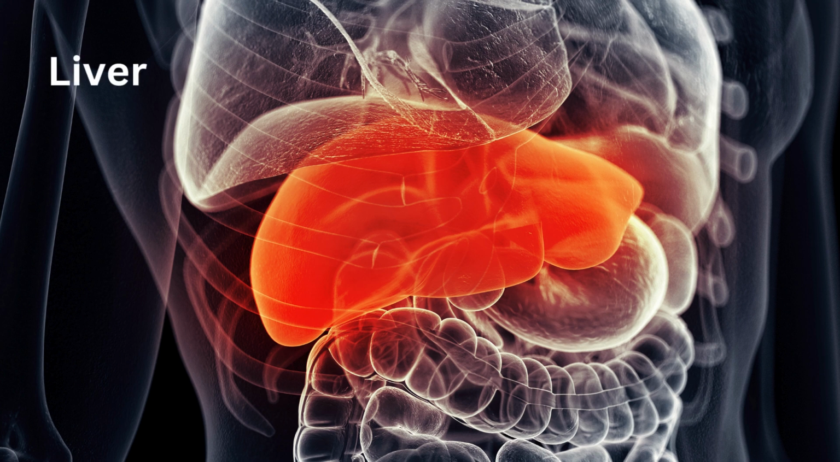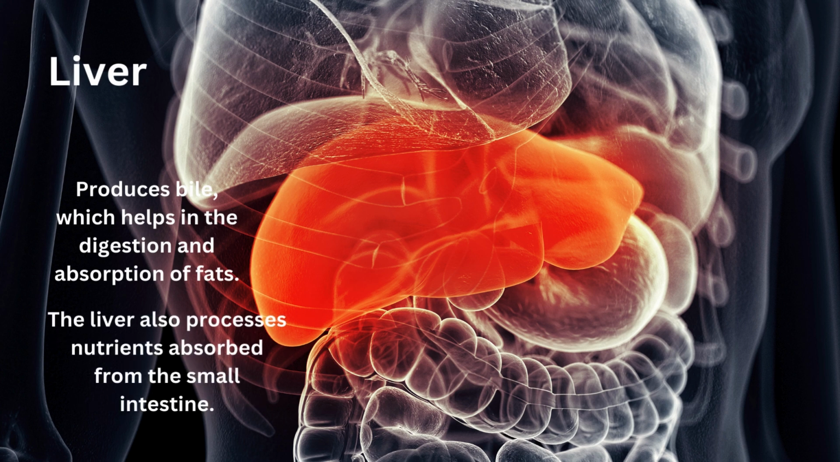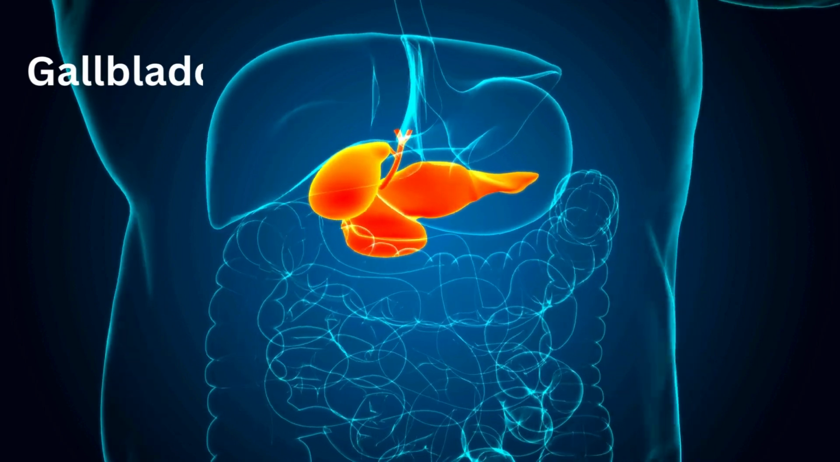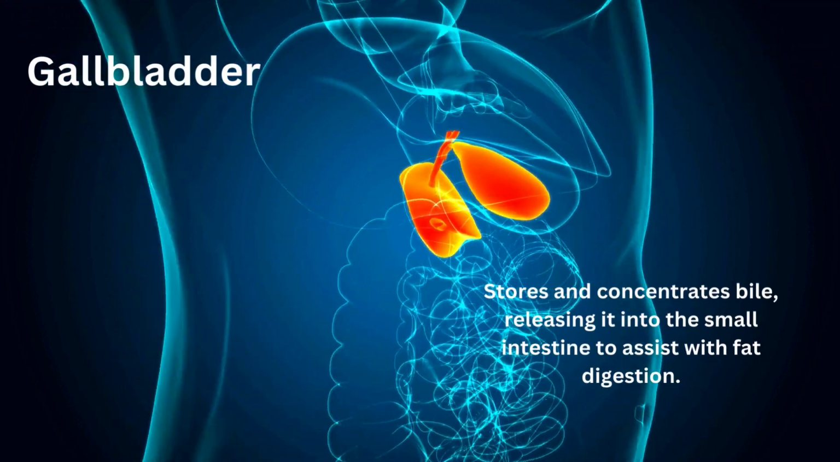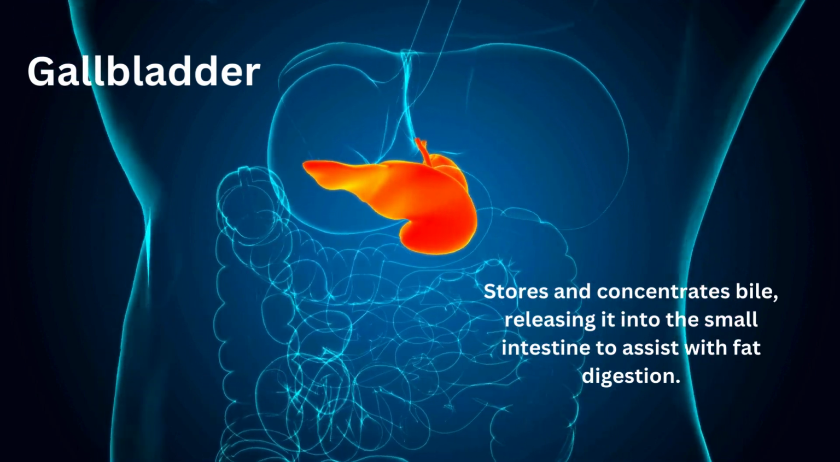Liver. Produces bile, which helps in the digestion and absorption of fats. The liver also processes nutrients absorbed from the small intestine. Gallbladder. Stores and concentrates bile, releasing it into the small intestine to assist with fat digestion.